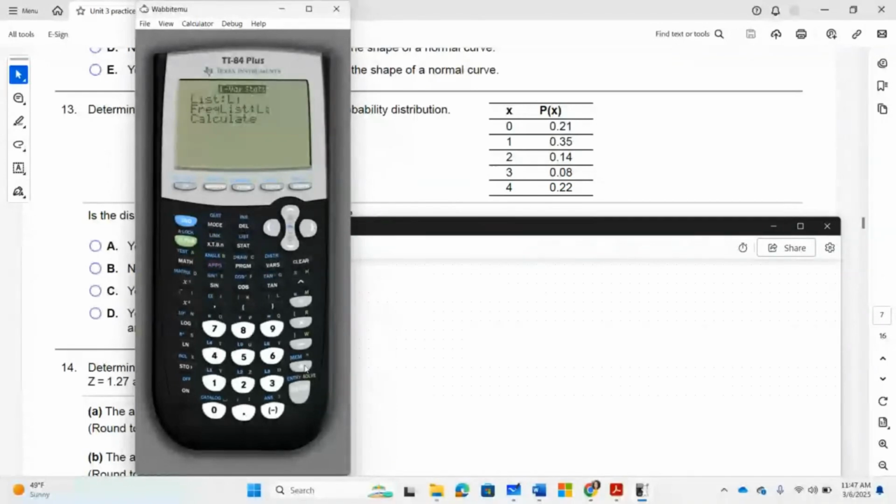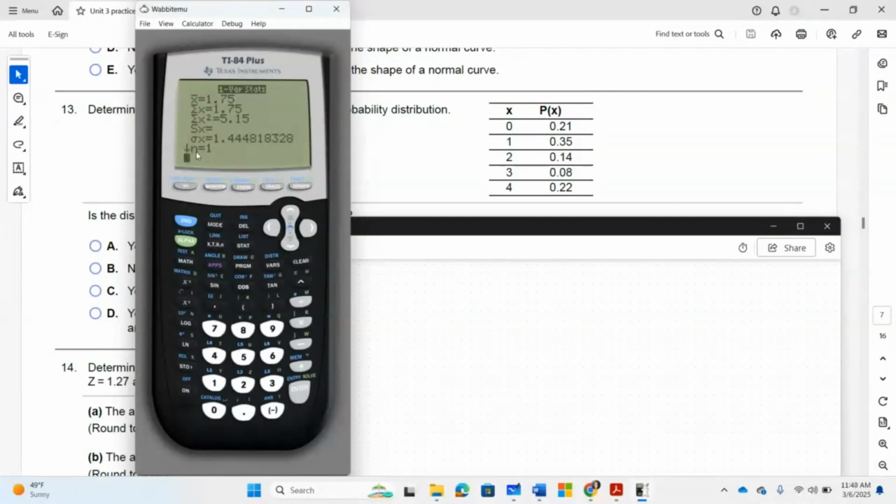You have to be careful. Tell your calculator where the random variable is, and tell your calculator where the probabilities are also. My probability is in L4, and I will calculate the one variable start. It tells me the mean, but I'm not looking for the mean. I'm checking that n is equal to 1. So n is equal to 1, which means it's a discrete probability distribution.